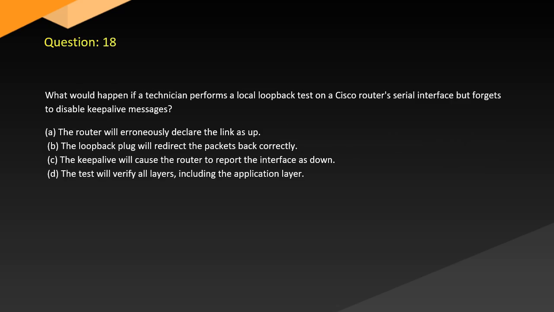Question 18. What would happen if a technician performs a local loopback test on a Cisco router serial interface but forgets to disable keepalive messages? A. The router will erroneously declare the link is up. B. The loopback plug will redirect the packets back correctly. C. The keepalive will cause the router to report the interface is down. D. The test will verify all layers, including the application layer.